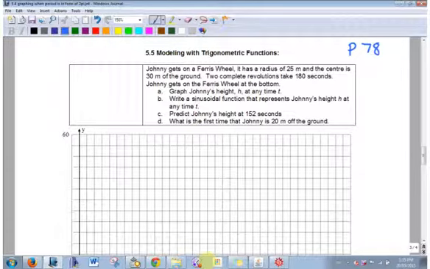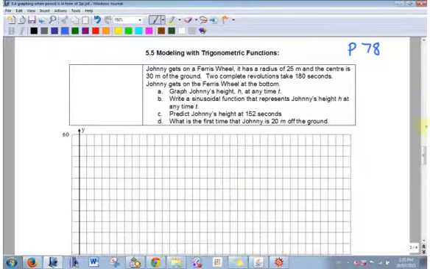Could work. 2 complete revolutions take 180 seconds. Seem reasonable? You wouldn't want this thing going too fast, would you? Because there's children and elderly on it. And he gets on the Ferris wheel at the bottom. Does that seem appropriate? Well, some kids thought we would get on it halfway up or at the top. I haven't seen one that does that.